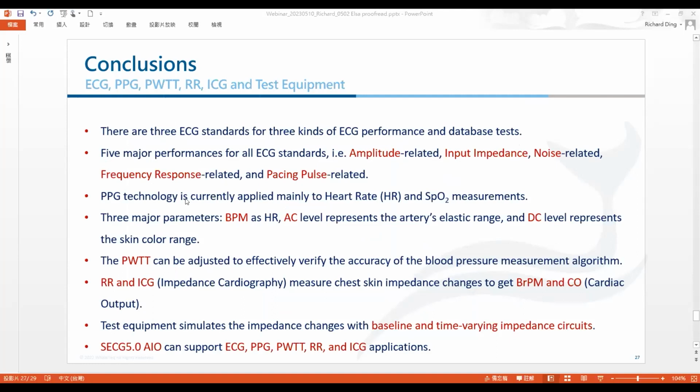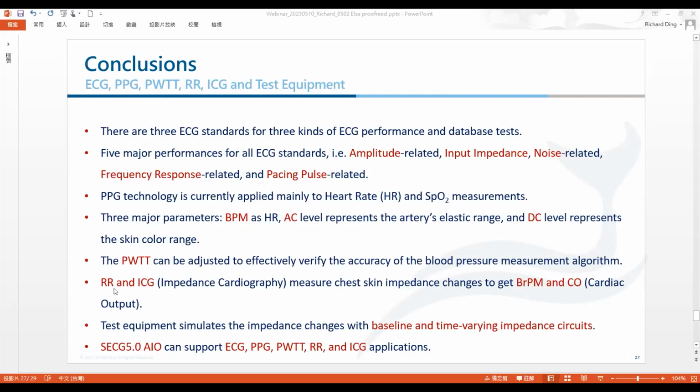And the PPG technology is currently applied mainly to heart rate and SpO2 measurement. Three major parameters: BPM as heart rate, AC level represents the artery's elastic range, and the DC level represents the skin color range. The PWTT can be adjusted to effectively verify the accuracy of the blood pressure measurement algorithm.